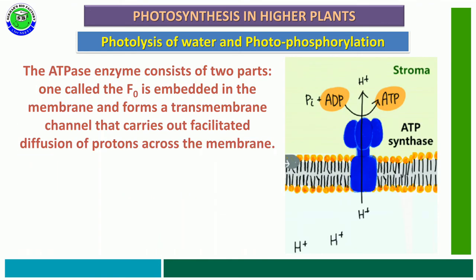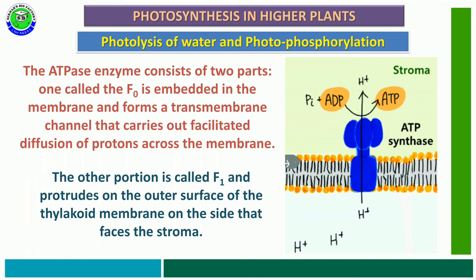The ATPase is a structure that consists of two parts. One is called F0. It is embedded within the membrane as a transmembrane channel that carries out facilitated diffusion of protons across the membrane. The head part, the outer portion present towards the stroma, is called F1, and it is a small protrusion on the outer surface of the thylakoid membrane on the side facing the stroma.